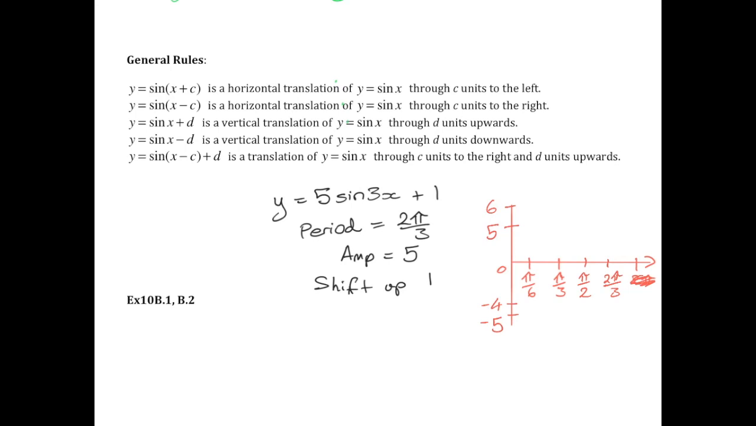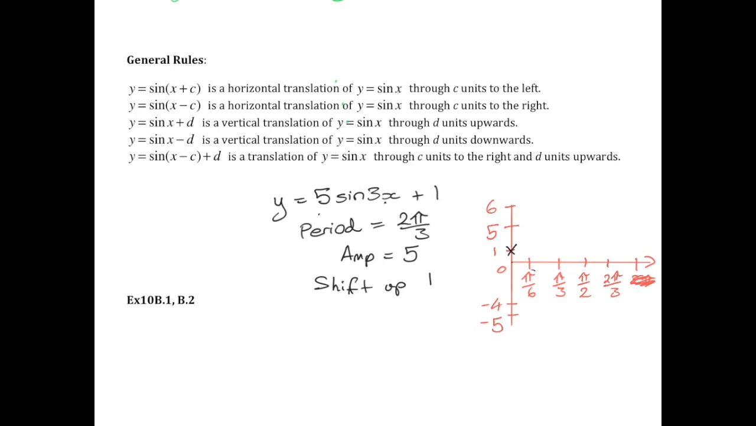Now, let's think about 0 now. We're starting here. We're starting at 0. Let's think about that. That'll be sine of 0 times 5 plus 1. What's sine of 0? Usually, what's sine of 0? 0. It is 0. Times 5? 0. Plus 1? 1. So I actually get shifted up to 1. Does that make sense? Okay.